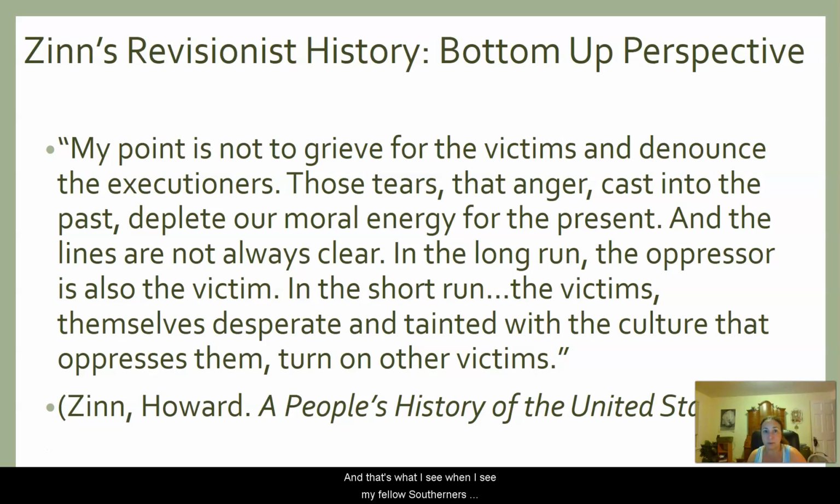And that's what I see when I see my fellow Southerners with their Confederate flags today. I see the perpetuation of this tool of division, largely based on racist rhetoric and misinformation about the past.